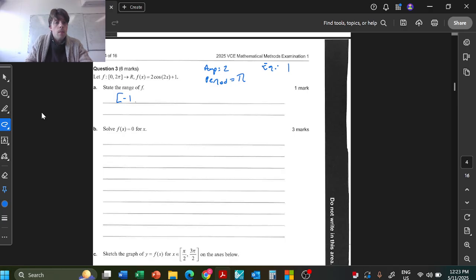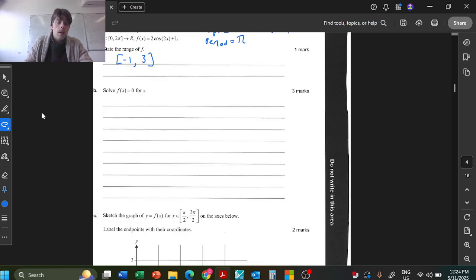So the range is going to be from negative 1 to 3 for this particular function. Now we need to solve it over its given domain, which is from 0 to 2 pi. So to do that, we're going to set the function equal to 0. That's 2 cos 2x plus 1 equals 0.